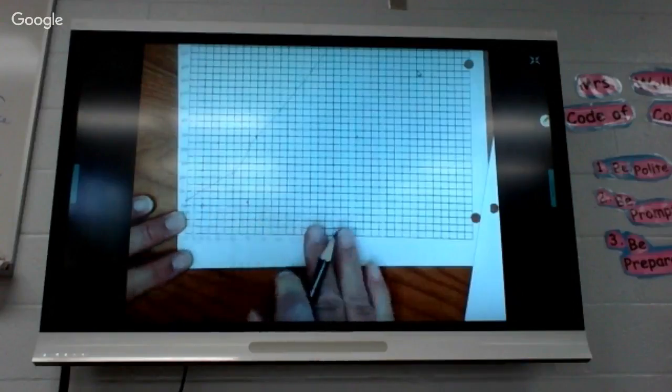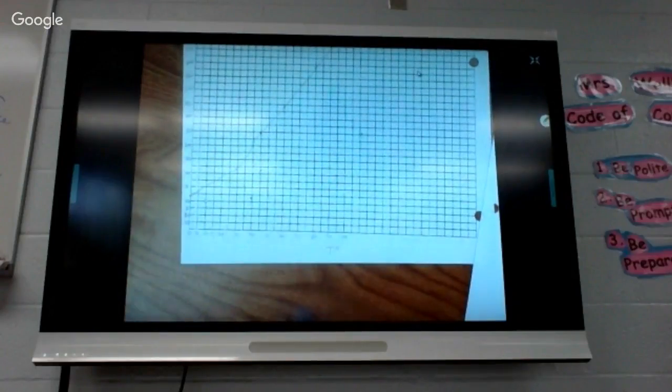Where am I in relation to the line? I'm below the line. So what kind of solution am I? I'm unsaturated. Okay?